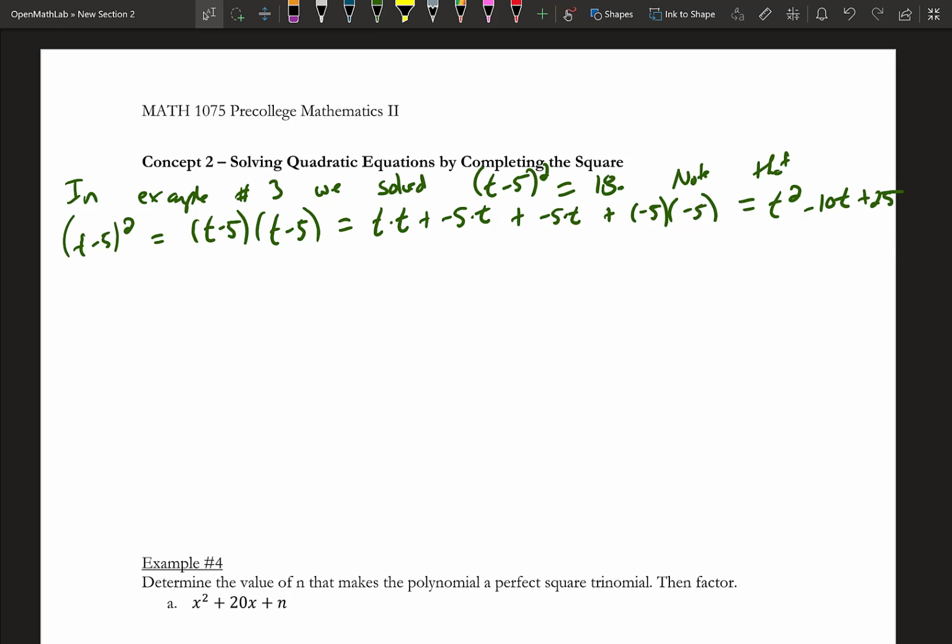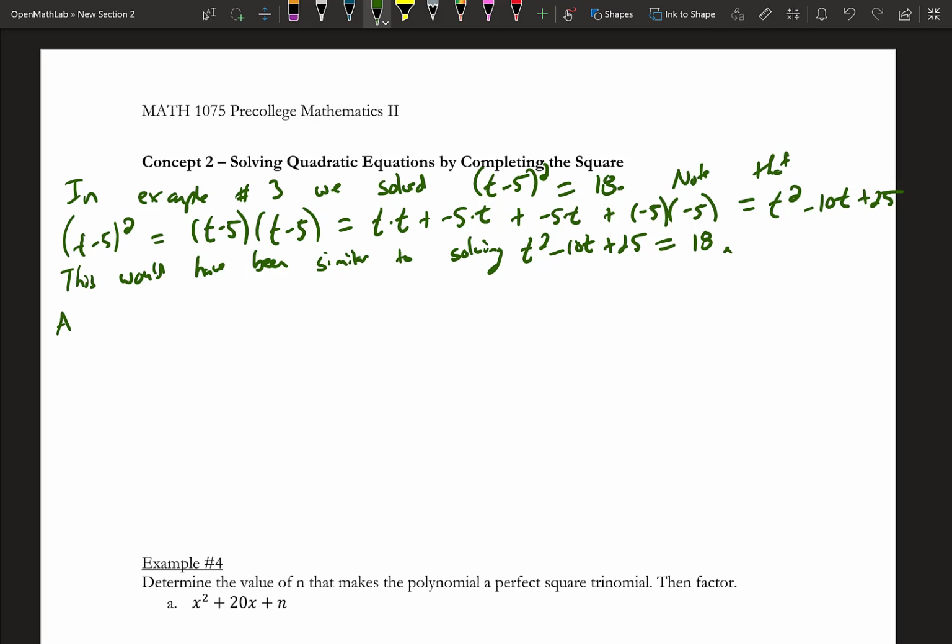Right? So in other words, this would have been similar to solving t squared minus 10t plus 25 equals 18. Right? So I just substituted t minus 5 squared for what it looks like when multiplied all out. So basically, this is going to be another technique that we can use to solve quadratic equations, right?